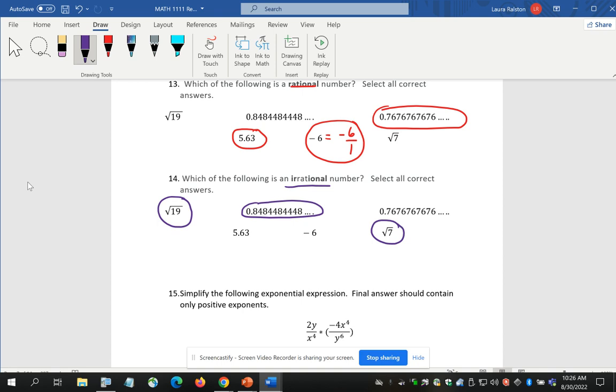If you look at 0.76767676, it does have dot dot dot, but it's a pattern. It repeats, 0.767676767676, and it would go on forever and ever. 5.63 is a terminating decimal, and -6 is a whole number. Okay, so just be careful. You just need to know or understand the definition of rational or irrational.